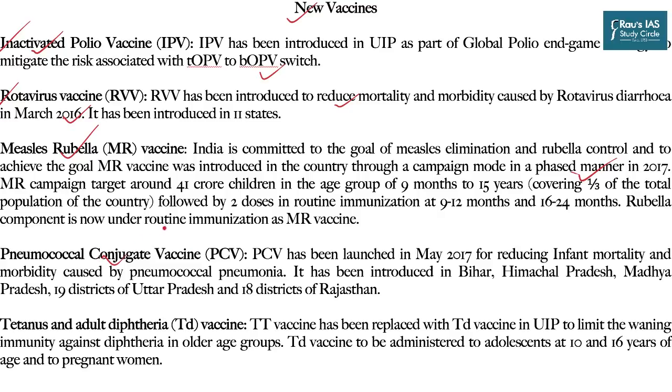Then pneumococcal conjugate vaccine has been introduced in 2017 for reducing infant mortality and morbidity caused by pneumococcal pneumonia. And then finally, tetanus and adult diphtheria vaccine has already been included. So these are the 5 new vaccines which have been added in the past 3 years, which are very, very important.